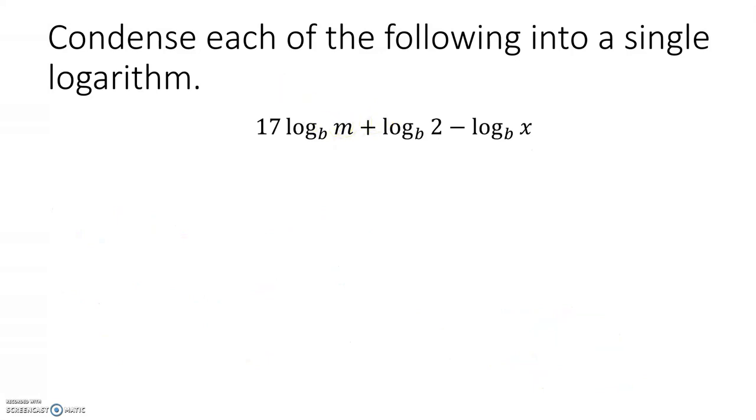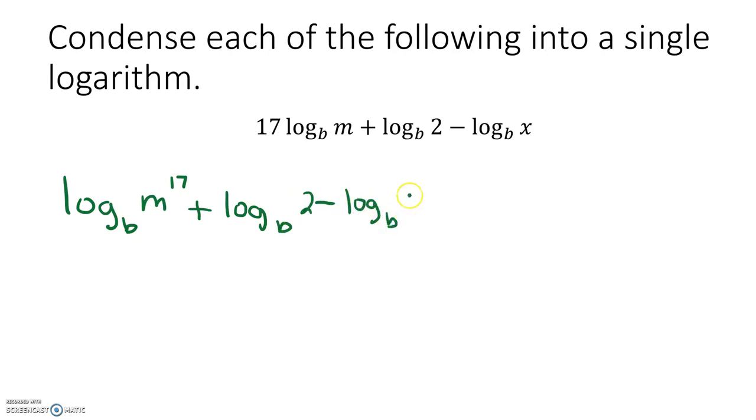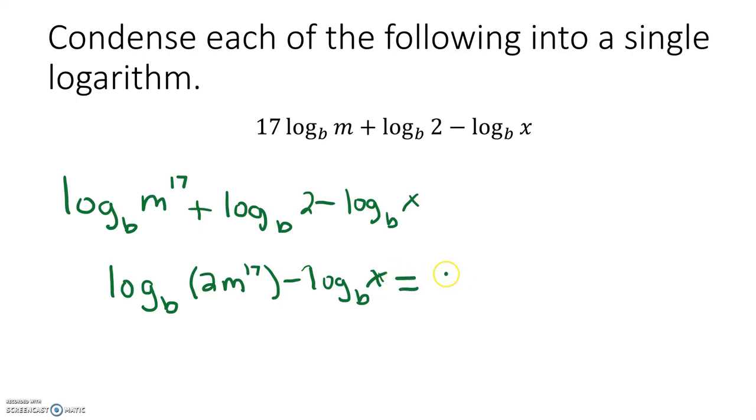Let's condense this one. On this one, the first term that I see is the 17, so I'm going to move it to the exponent. So I've got log base b of m to the 17th plus log base b of 2 minus log base b of x. Next, I'm going to combine these two terms that are being added and change them to multiply. Log base b of 2 times m to the 17th minus log base b of x. And then the last step is to change the subtraction to division. Log base b of 2m to the 17th over x. And that is our single logarithm.